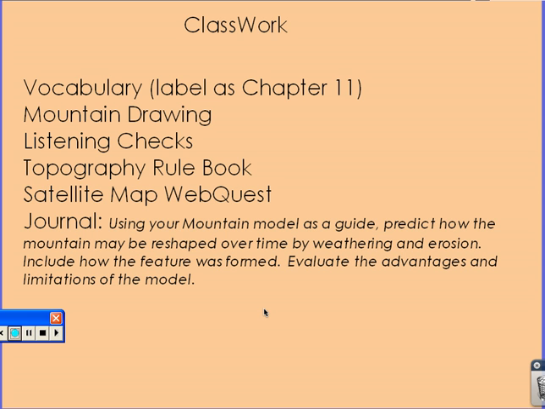Now, you have your journal, where, using your mountain model as a guide, you're going to predict how this mountain may be reshaped over time by weathering and erosion. You also want to include how this feature could have been formed and evaluate the advantages and limitations of models.